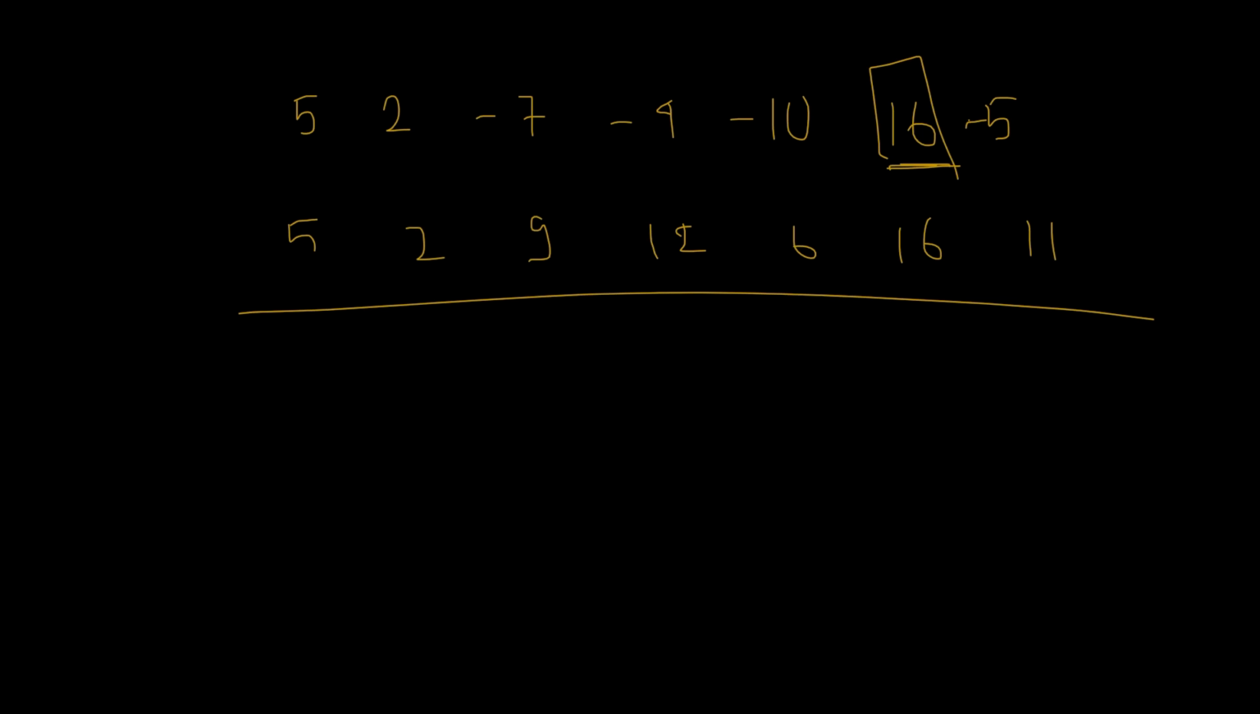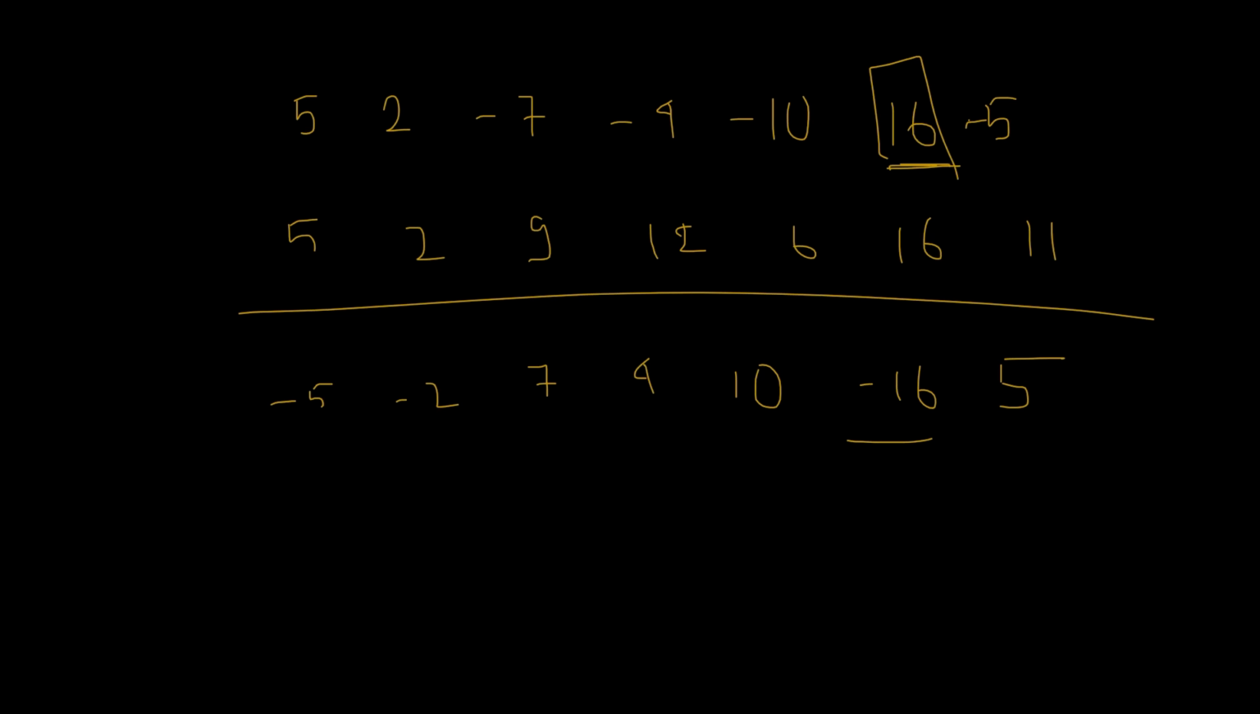Now the reverse case, let's say we are given minus 5, minus 2, then 7, 4, 10, minus 16. Here you can see that the maximum possible absolute value, that is 16, is on the negative side. Then what we'll do? We'll change all the positives to negative, correct?